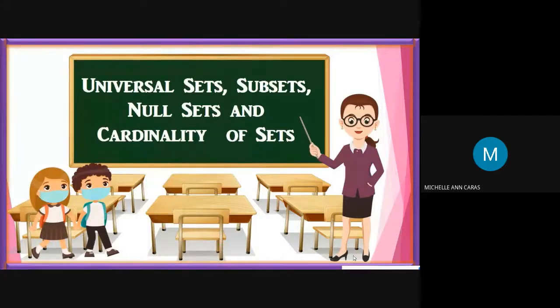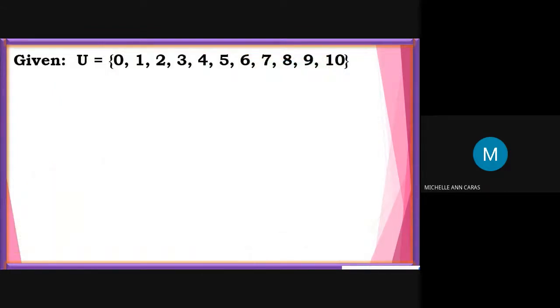Class, in this lesson, we're going to discuss universal sets, subsets, null sets, and cardinality of sets. But before that, we're going to have an activity first. So for example, we are given set U. The elements of set U are 0, 1, 2, 3, 4, 5, 6, 7, 8, 9, and 10.